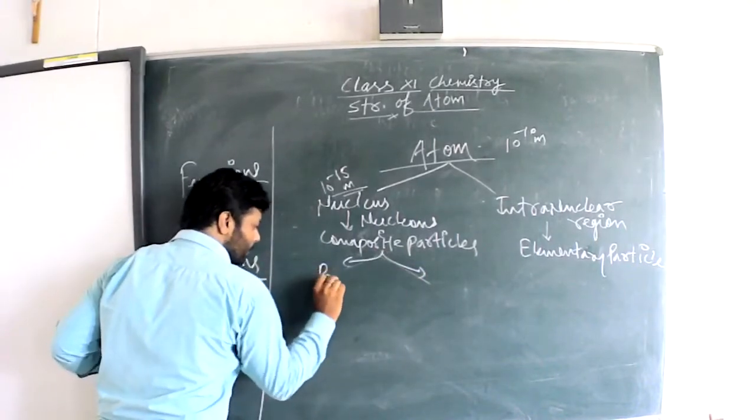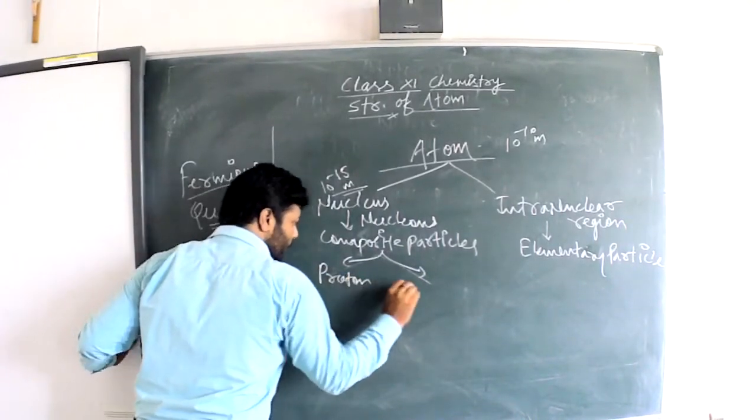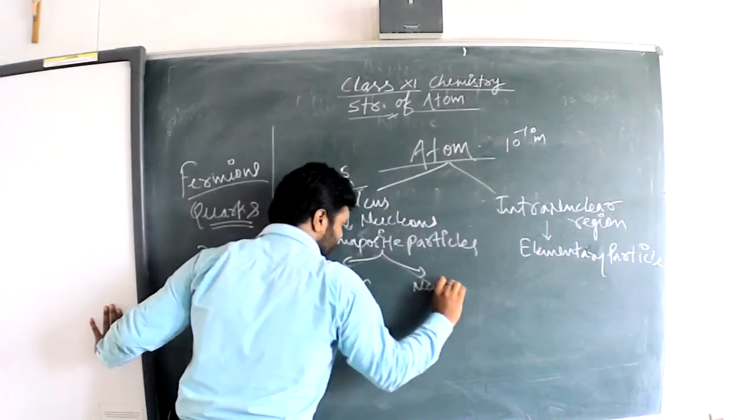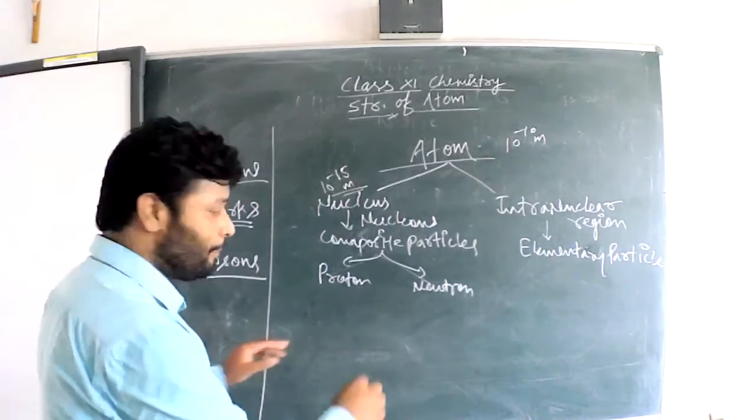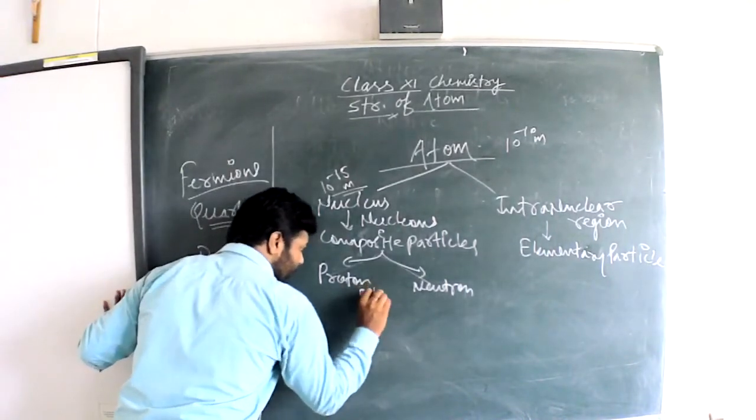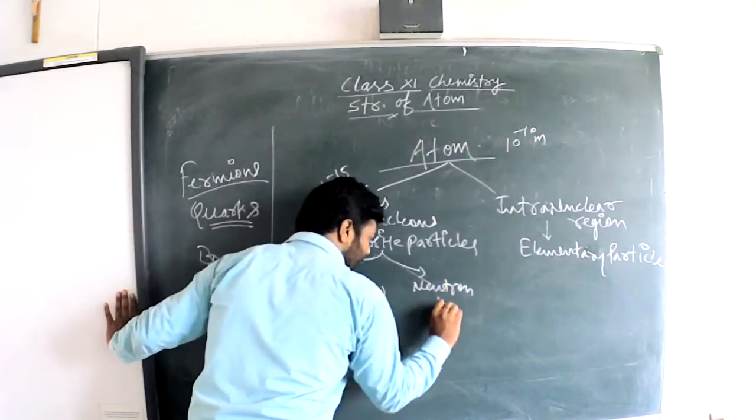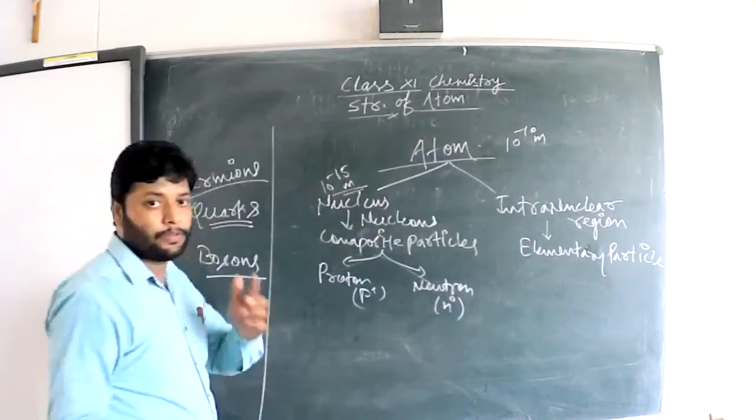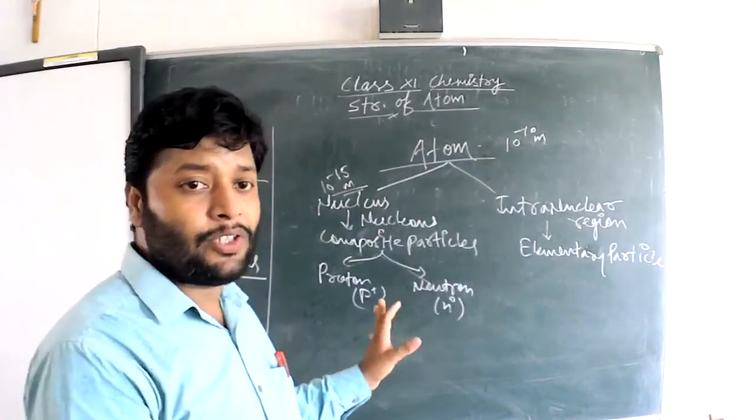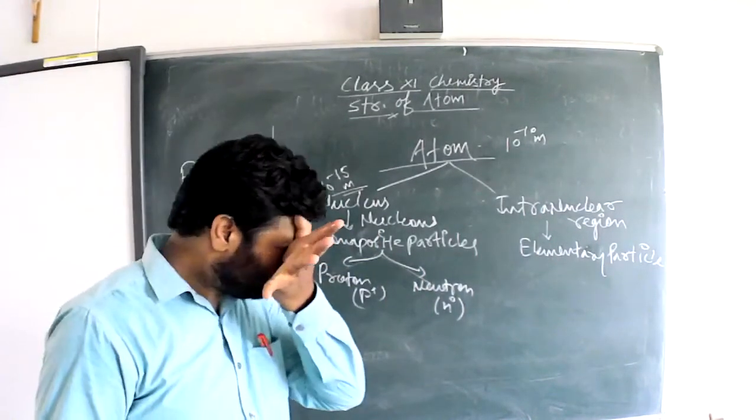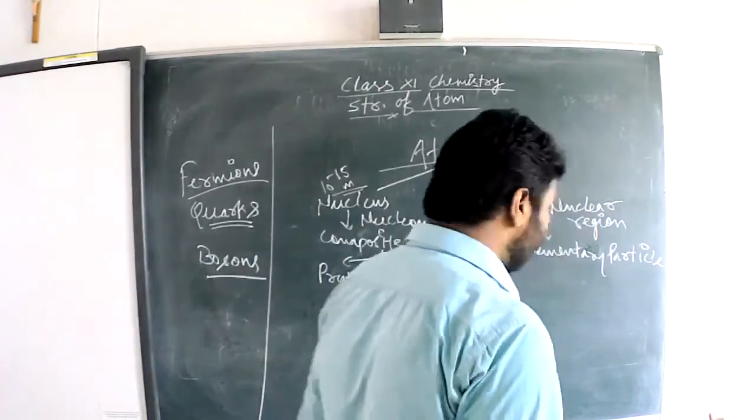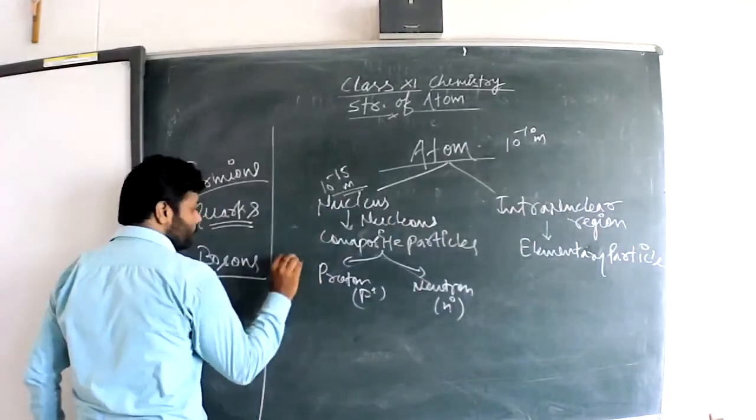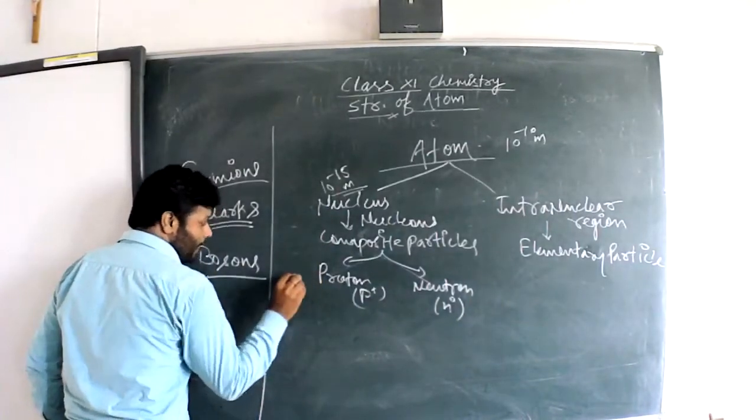Now they have two common particles called proton and neutron. You have to study about that. Proton, P plus, neutron, and 0. The proton is actually made up of UUD, and the neutron of DDU.